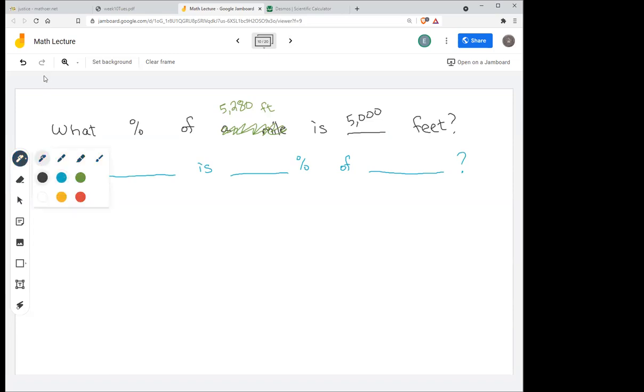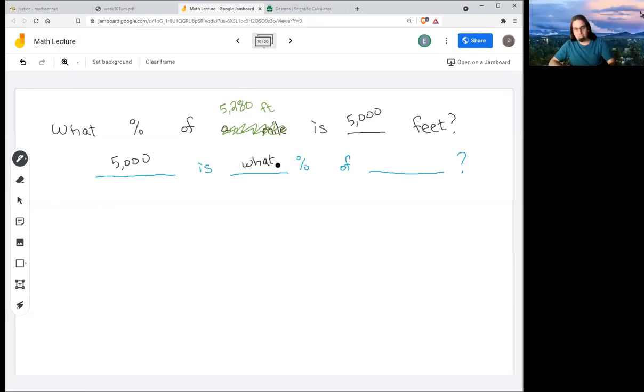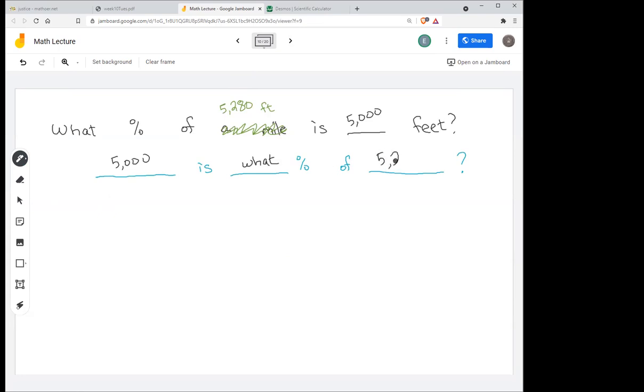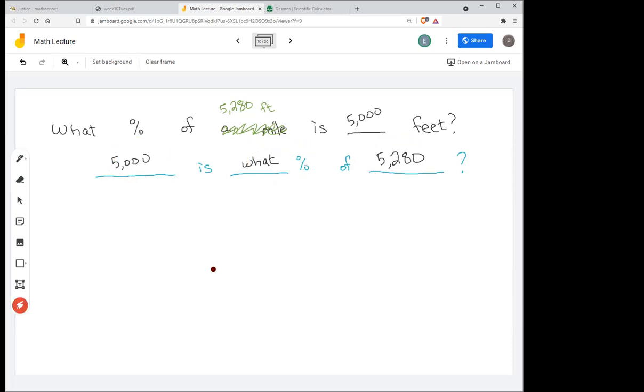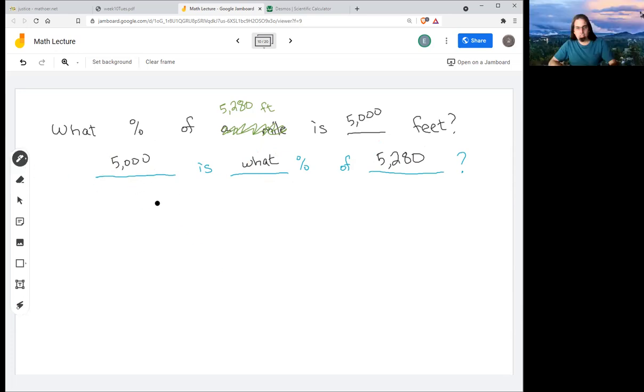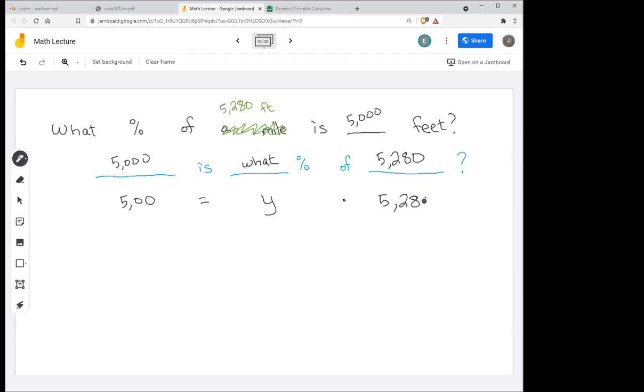So what goes in my blanks? So 5,000 is y what percent of 5,280. Does that make sense? Part is what percent of whole? Yeah. And then yes, you could translate, you could proportion, whatever works for you. You missed a 0 on the 5,000. I missed a 0. There we go.